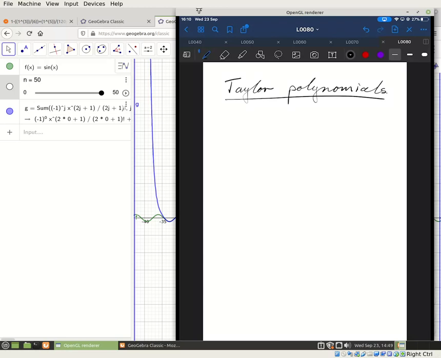Okay, so now we will give the definition of Taylor polynomials, and we will motivate why they are defined in the way that they are defined, and we will discuss why they are actually really quite magical. Okay, so let us define Taylor polynomials.